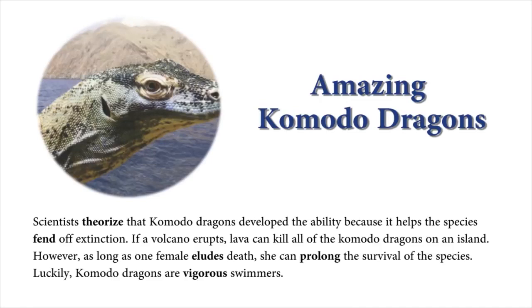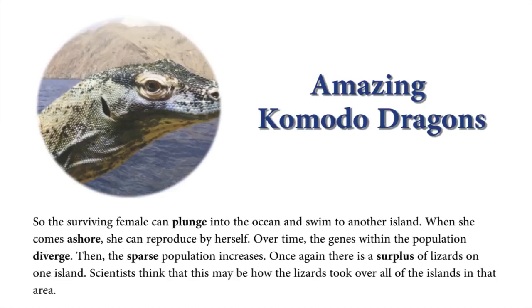Luckily, Komodo dragons are vigorous swimmers, so the surviving female can plunge into the ocean and swim to another island. When she comes ashore, she can reproduce by herself. Over time, the genes within the population diverge. Then, the sparse population increases. Once again, there is a surplus of lizards on one island. Scientists think that this may be how the lizards took over all of the islands in that area.